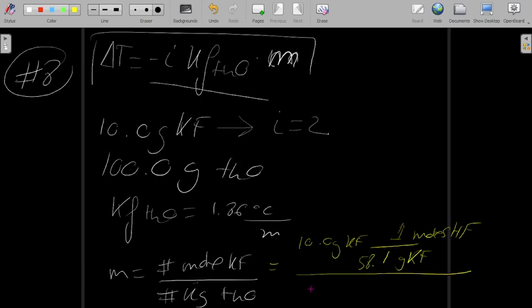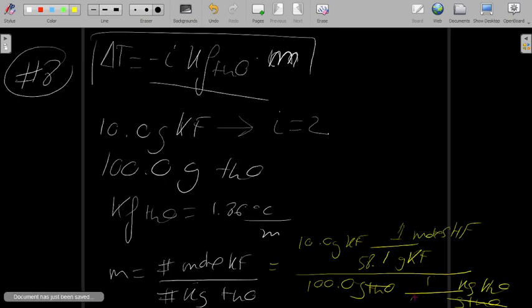Now water is not given in kilograms either, so I need to translate that as well. No grams, I want kilograms. So grams of water, kilograms of water. This is gone. Now I'm left with kilograms, and it's 1 to 1,000. If I plug all of these into the calculator, I can find my M. And my M, my molality, is 1.72.